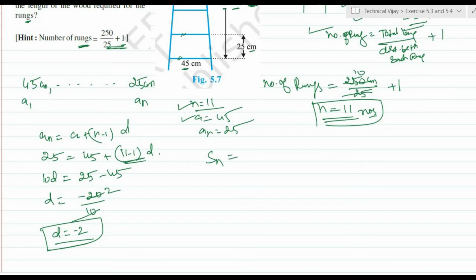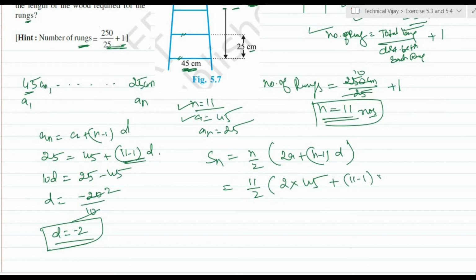So now we can calculate the sum of these total rungs, means sum of the lengths. The series is in terms of lengths. So the sum is n by 2 into 2a plus n minus 1 into d. So sum is equal to, number of terms is 11, so 11 by 2. Here 2 into a means 90. Plus n minus 1, 11 minus 1, into d, which is minus 2. So 11 by 2 into 90. Here 11 minus 1 is 10.